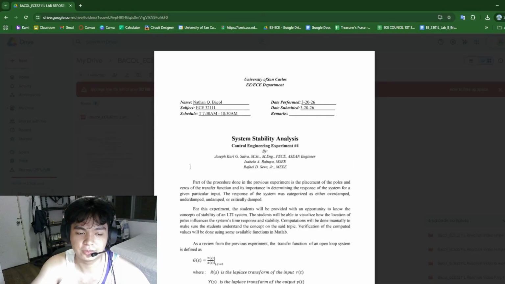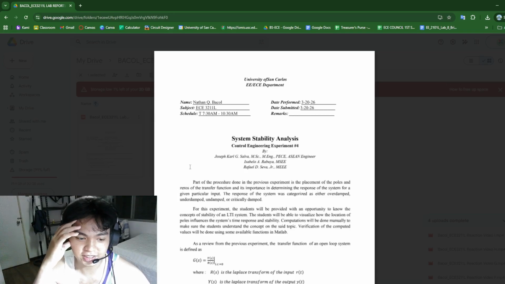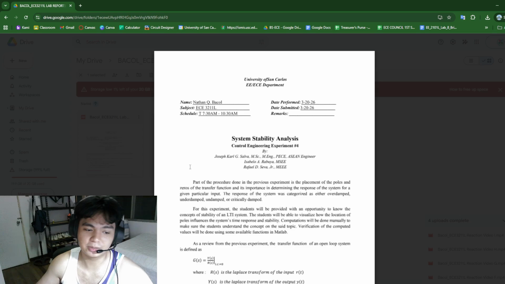So this is my experiment 4 on system stability analysis. In this experiment, I analyzed a system transfer function and determined its poles and zeros and examined how these affect the system stability and time response.